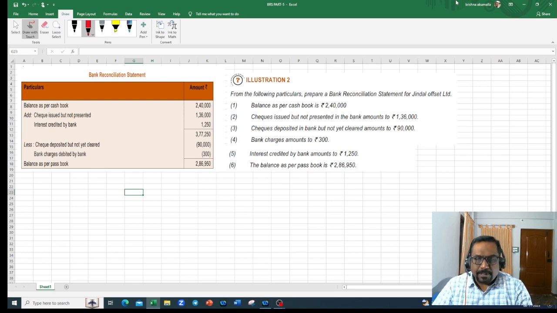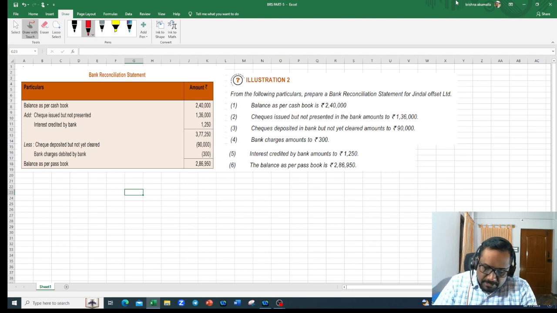Let me first read the problem. Then I will explain in detail how to resolve this problem, number one. Number two. Number three, I'll give you some important tips. They're not a blind approach, but I'll definitely give you some good important tips where you can easily understand how to prepare the bank reconciliation, right? So let us first read the problem.